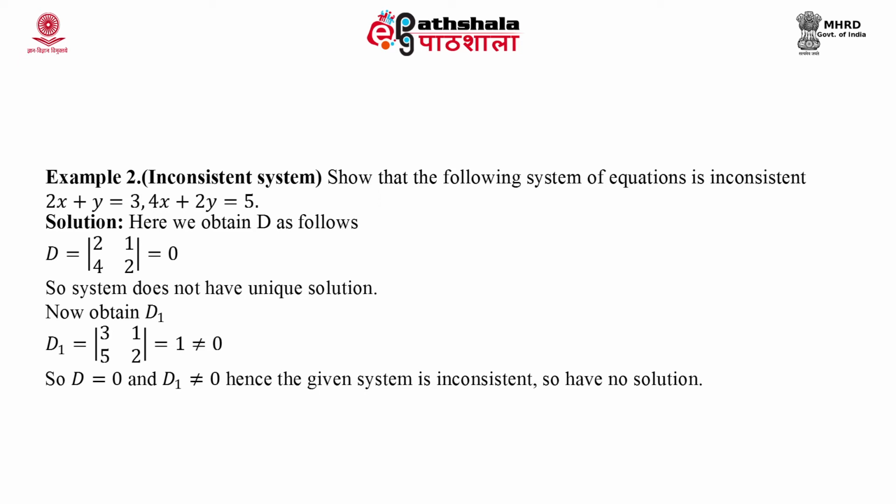Now, obtain D1. D1 is non-zero. If D1 or D2 is non-zero but D is 0, then the system is always inconsistent. So the system will not have any solution. Here D is 0, D1 is non-zero, hence the given system is inconsistent and has no solution.